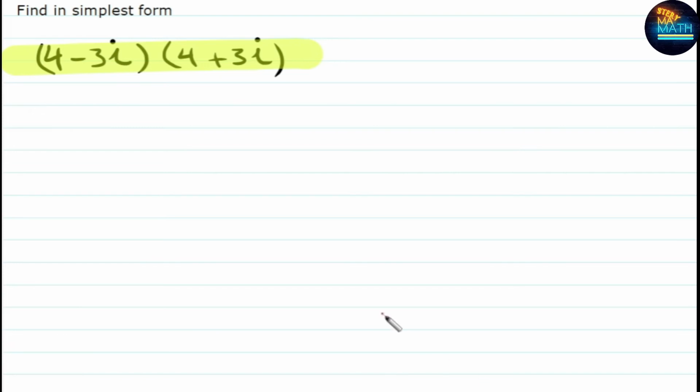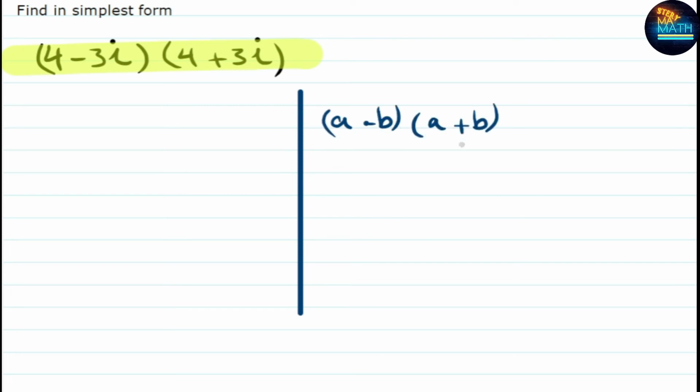Find in simplest form (4 - 3i)(4 + 3i). The rule is, when you have a sum and difference of two terms, like (a - b)(a + b), the same terms, but one is positive and the other is negative, just multiply the first term by the first term and the second term by the second term. So a times a is a squared, and negative b times positive b is negative b squared.